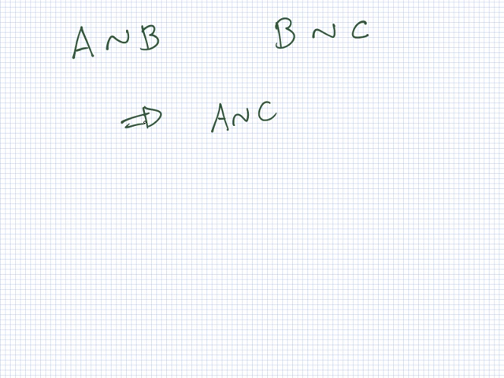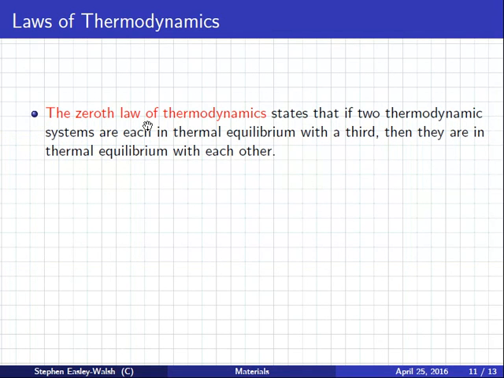If A has the same temperature as B, and B has the same temperature as C, then A and C are also at the same temperature. This seems obvious. It's why it doesn't have a number. It's why we call it zero instead of one. It's an obvious law. So you need to write it down like this.